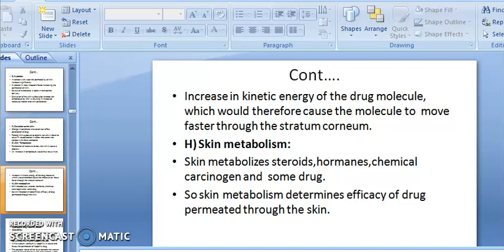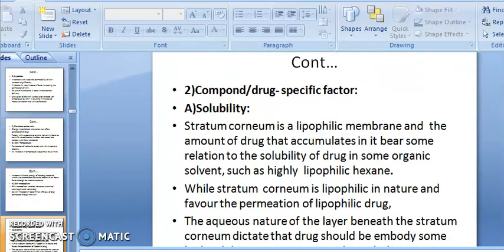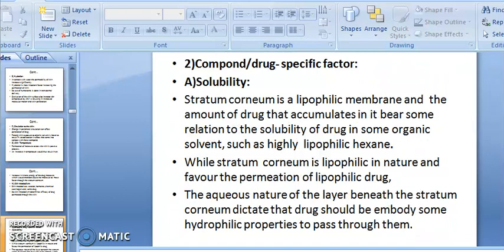Skin metabolism. Skin metabolizes steroids, hormones, chemical carcinogens and some drugs. Skin has a property to metabolize the steroids, hormones and chemical carcinogens or some drugs. So skin metabolites determine the efficacy of drug penetration through the skin. How your skin is responsible for the metabolism has an effect on your drug penetration or efficacy of the drug, so it depends upon your penetration.